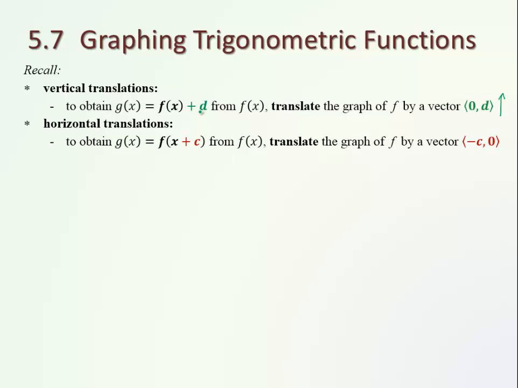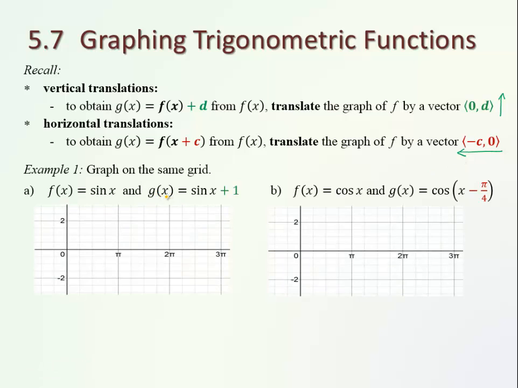So adding a constant outside of the function causes vertical translation of the graph. Horizontal translation can be obtained by adding some constant to the x inside the function. So to obtain a new function g from f of x plus c, what we need to do is to translate the original function f by the vector (negative c, 0). So if c is positive, the translation goes to the left. If c is negative, it goes to the right, opposite direction.